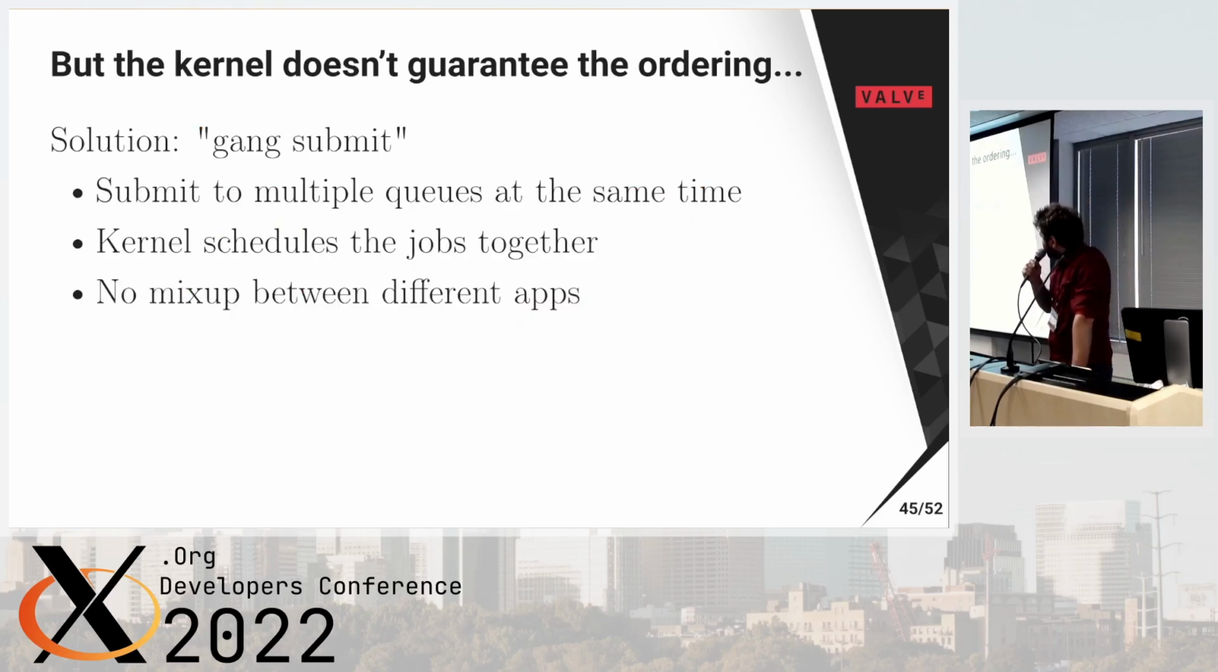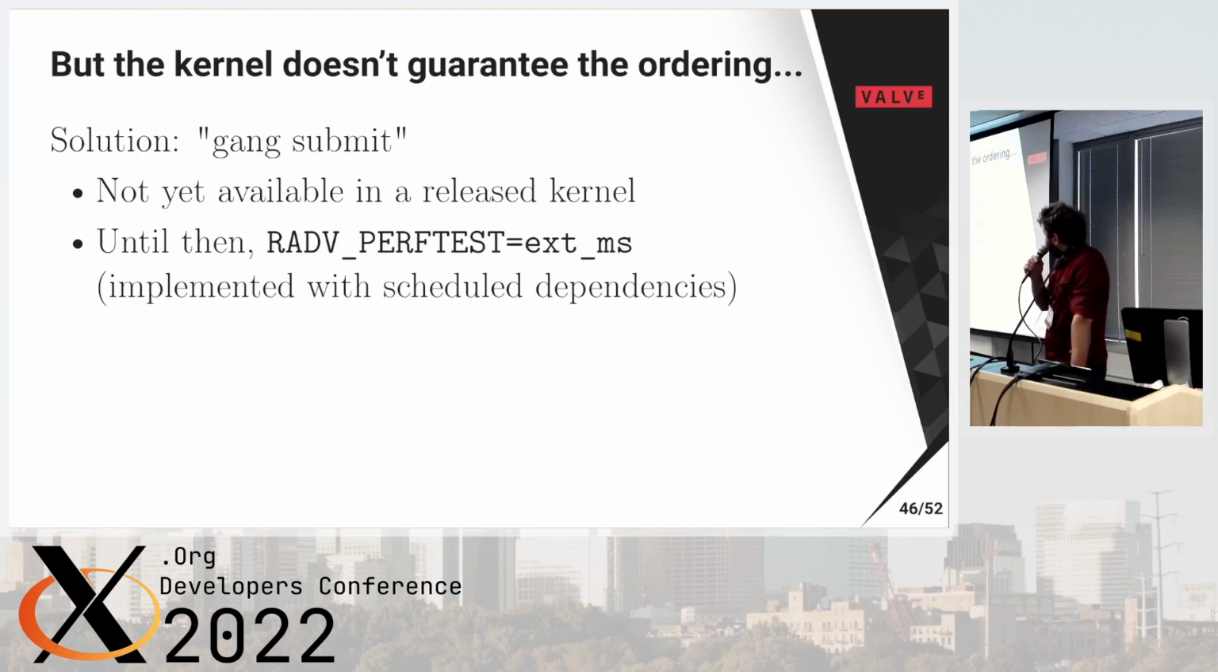So the proper solution is called gang submit. It's recently merged into the kernel. And what this means is that you get one submit for both queues at the same time. And the kernel is now aware that these belong to the same job, basically. So it schedules the two jobs together. And this means there can be no mix-up between the different applications. The drawback is that this is not available in any kernel which is released yet. So you can't upgrade your kernel and make it work.